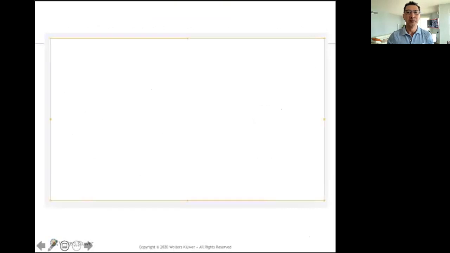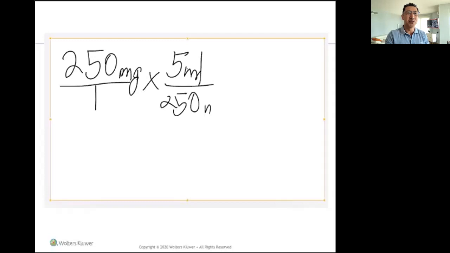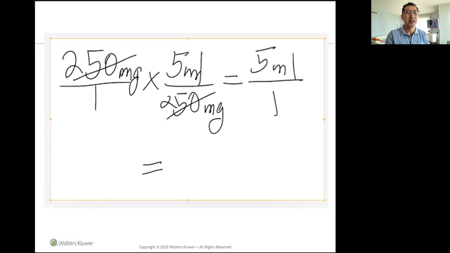I have ivermectin, 250 milligrams. On hand is 5 mLs per 250 milligrams. So how many mLs do I need? Let me set it up. 250 milligrams over 1. On hand, I have 5 mLs per 250 milligrams. Cross multiplication, cancel, because it's the same. 5 mL over 1. Basic rule of math, anything over 1 is a whole number.